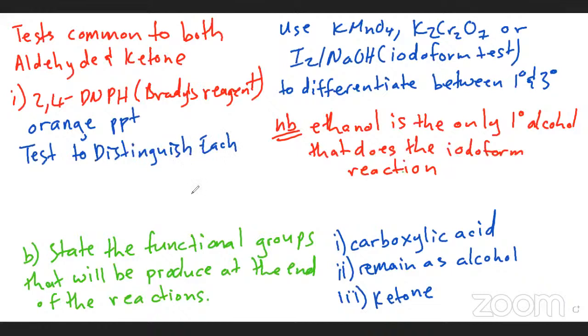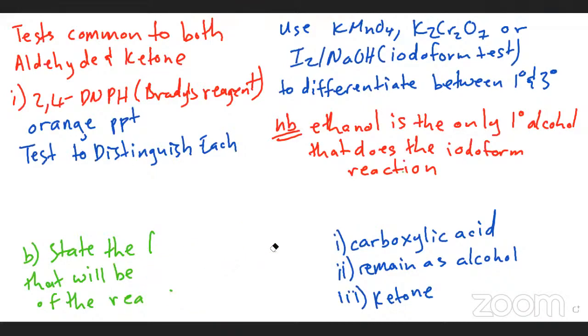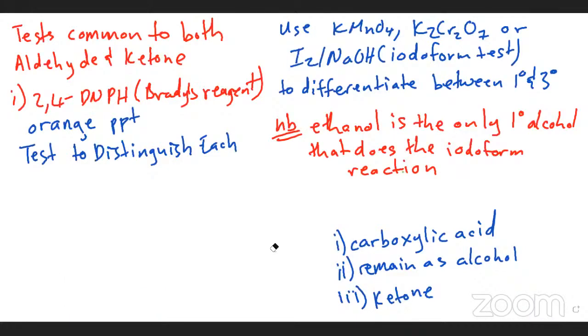Which test can we use to distinguish between aldehyde and ketone? The Tollens reagent. Yes. What else? Silverman reagent. Whose reagent? Tollens test. Right, so we can use Tollens, which is the silver mirror test.